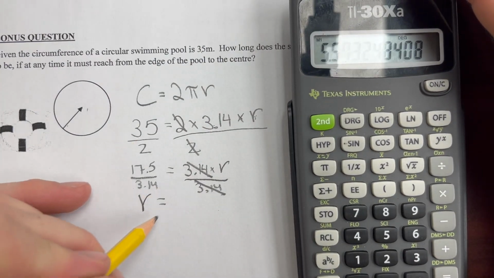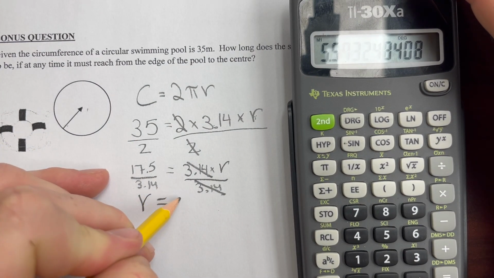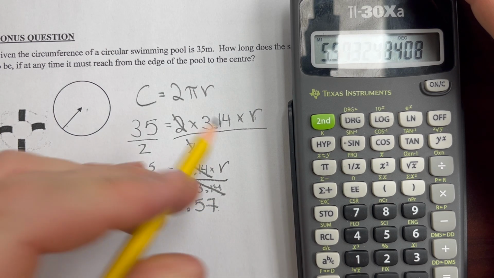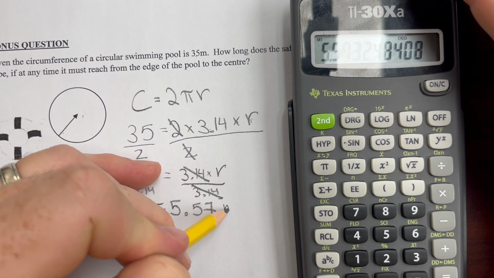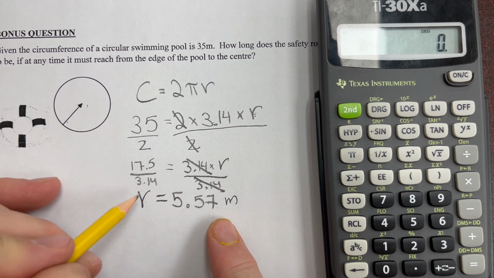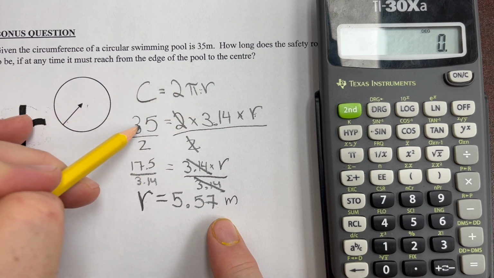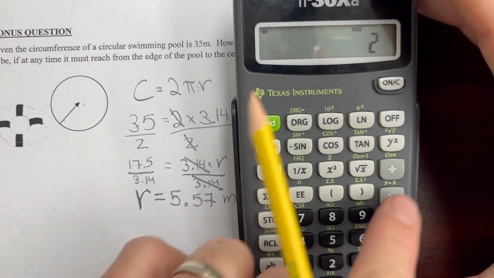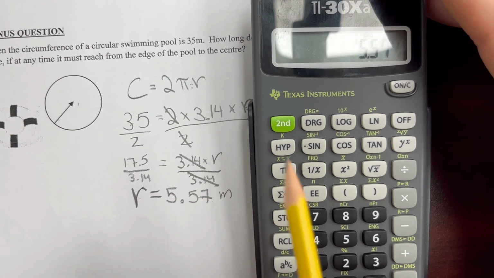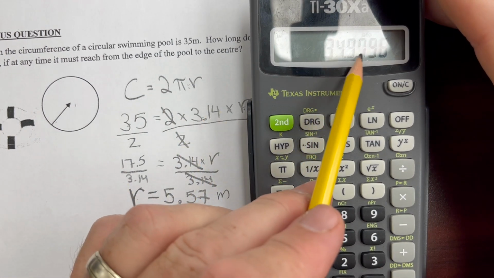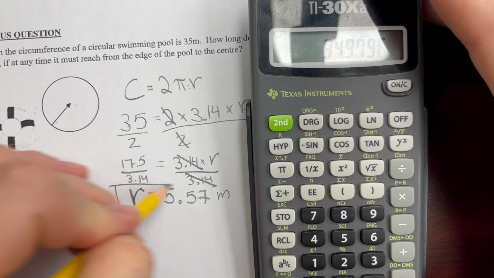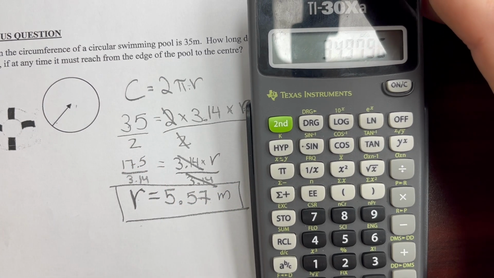Wow, nice number. So your radius is 5.57. We're just going to go 5.57 meters. Now, how would I check and make sure that I had done that correctly? Well, I can plug my radius, what I think it is, back into here and see if I get 35. So 2 times 3.14 times 5.57. What do we get? 34.979. So, yep, rounded up, we would get 35 meters. So that is correct. That was exciting.